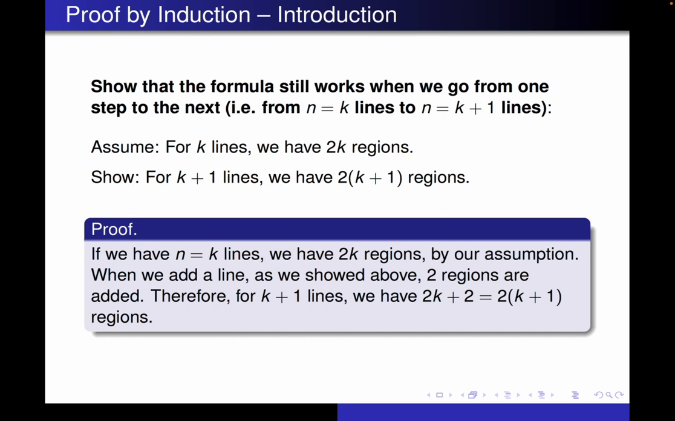Again, what this says is once we get to showing that it works for k lines, this process tells us that it also is going to work when we get to k plus 1 lines, sort of like we did for recursive sequences. So this is what we wanted to prove, so we're actually done.